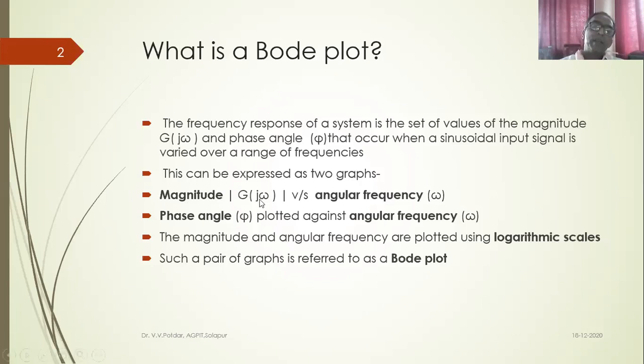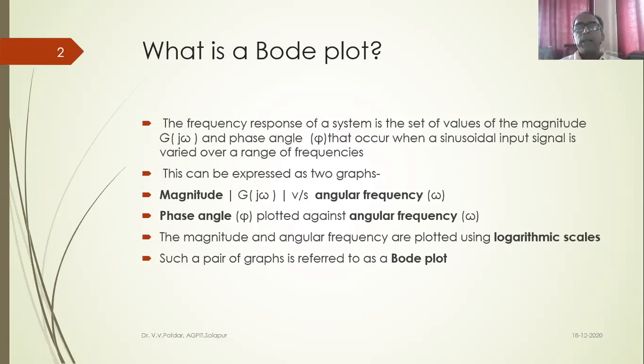So earlier my function was G of S. What I am doing now is putting S equal to jω. So it becomes G of jω. And what are these signs? Two lines. These are called mod of G(jω). So what is this mod of G(jω)? Let us say S is represented by some sinusoidal function 1 plus jω, right? Which corresponds to some sinusoidal input. Now when I take the mod or magnitude of that G of S, what does it become?